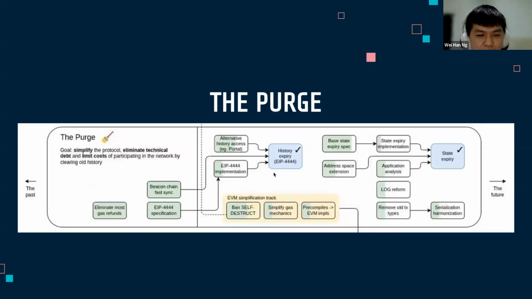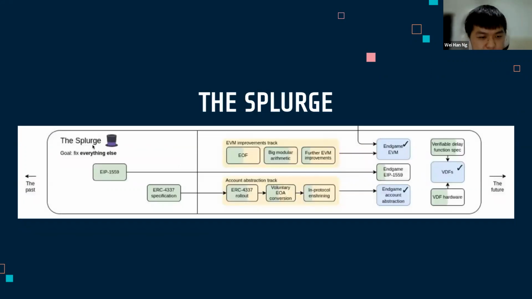Okay, next we have the Purge. This is more like sweeping up things. We have different things like EIP 4444 to help simplify the protocol, eliminate certain technical debt, and simplify certain things that shouldn't be so complicated. But you guys can explore more of it if you want. Yeah, state expiry, this is also something that I'm doing in my own work. Okay, the next one, the last one, the Splurge, is for everything else.